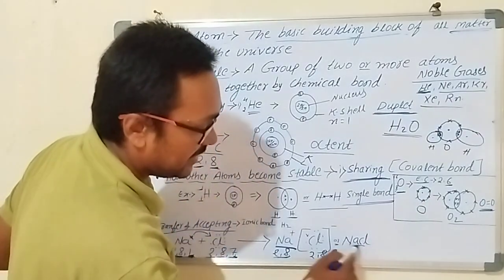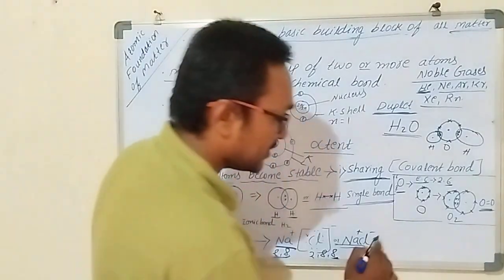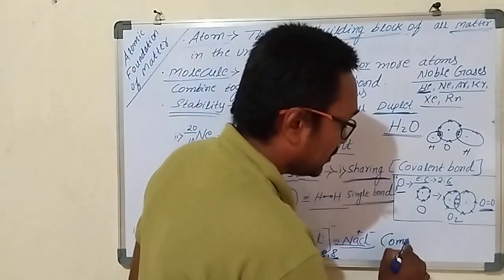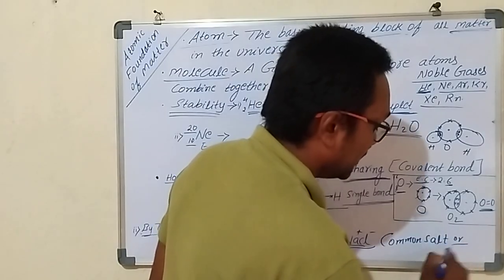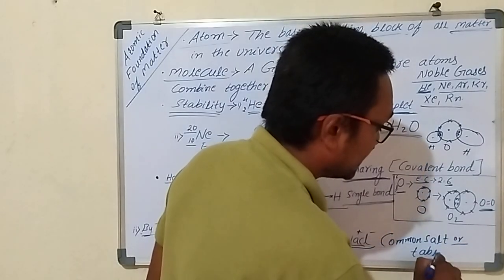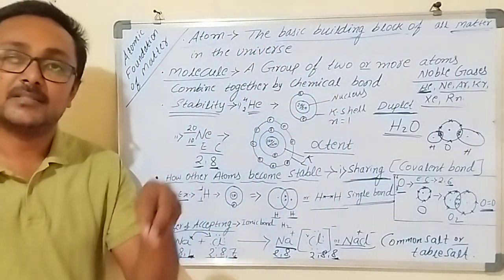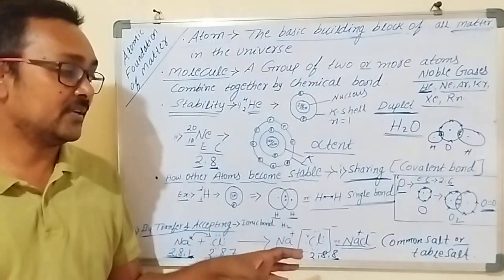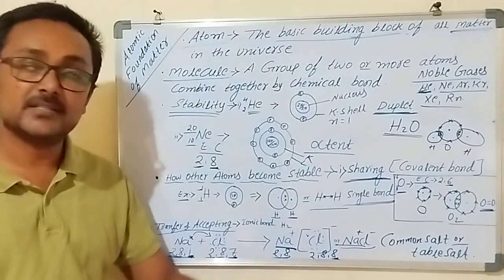We can write NaCl, Na plus Cl minus. This one we can call common salt, or table salt also you can consider. So in daily life we add salt to food and it becomes tasty. So that common salt, its formula is NaCl.